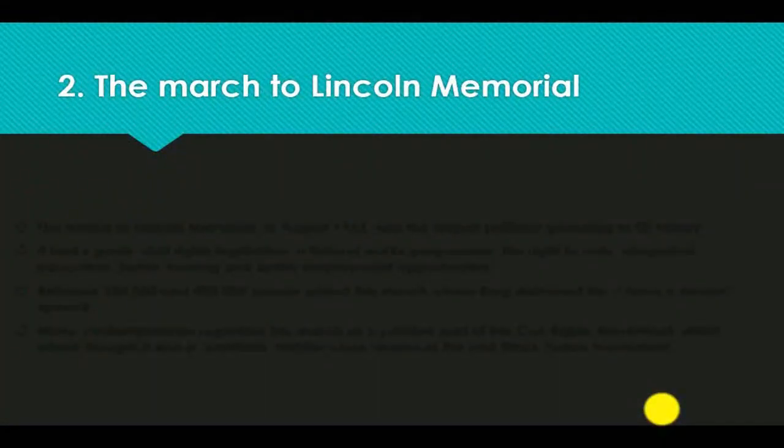There was also the March to Lincoln Memorial. Now remember what I'm saying is that the examiner may take just one of these case studies or may look at a few case studies, okay? And then your written and visual sources are either going to focus on just the one, or they're going to look at the link between a couple of different case studies.